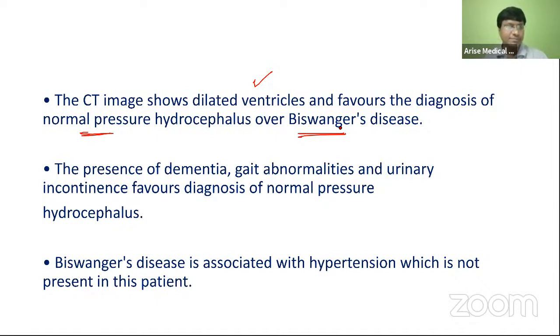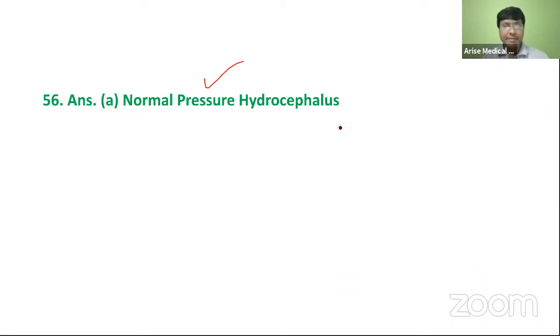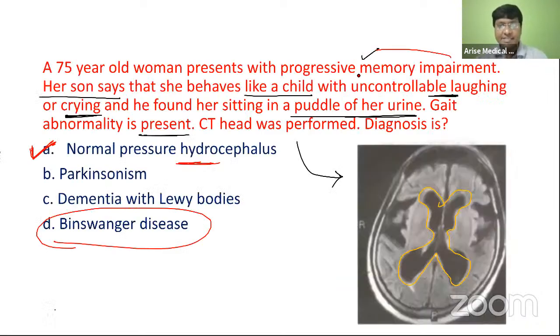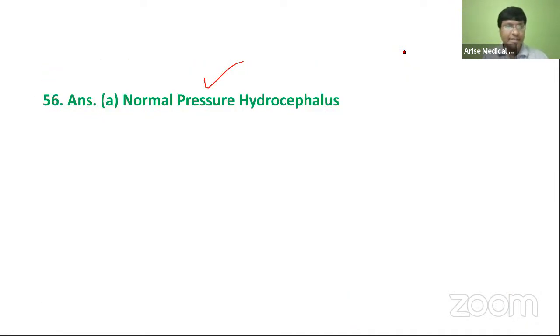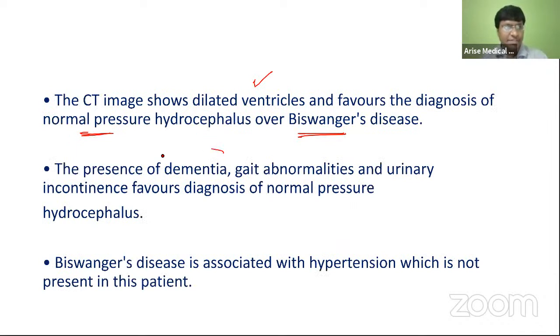Or Binswanger disease. Now, what are the points in favor of normal pressure hydrocephalus? The points in favor of normal pressure hydrocephalus are dementia, right? Memory impairment is there, right? So memory impairment is one of the points in favor of normal pressure hydrocephalus. Gait abnormality is another point in favor of normal pressure hydrocephalus.